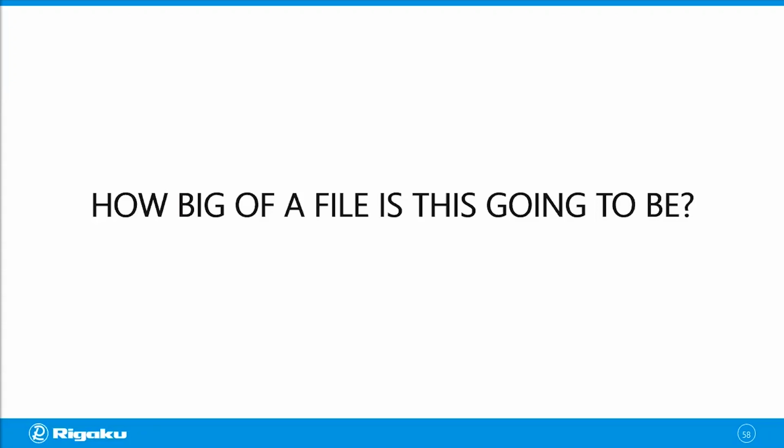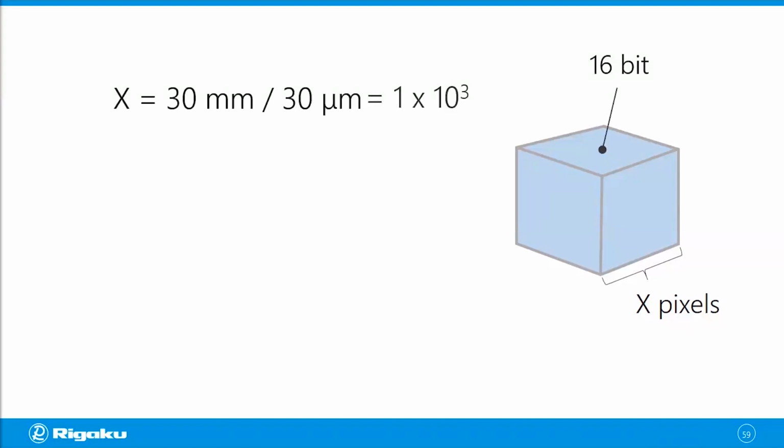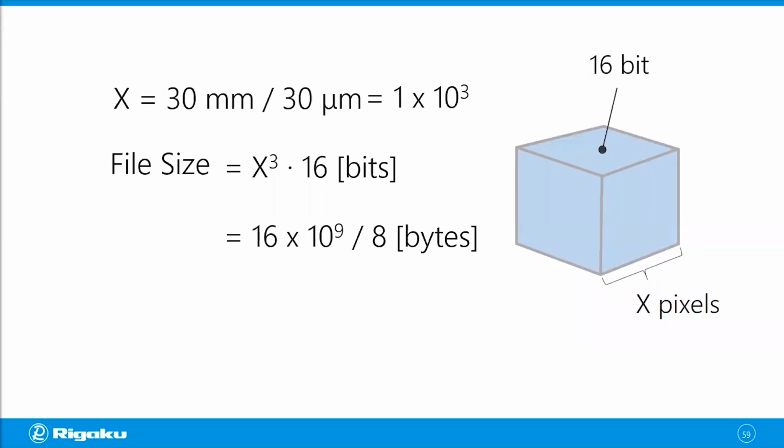Let's see how big this one is going to be. So you will have X pixels cubed as the reconstructed volume, and each pixel, or voxel, has 16-bit deep gray level information. X can be calculated as 30 millimeters FOV divided by 30 microns voxel size, and that is 1,000. This means the file size is going to be X cubed times 16 bits. That is 16 times 10 to the 9th divided by 8 bytes, and that is 2 gigabytes.